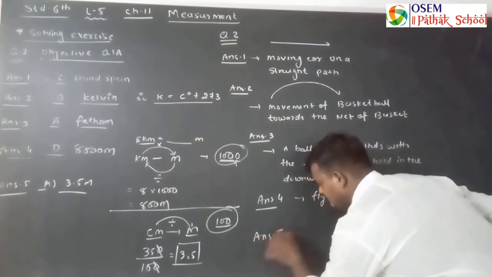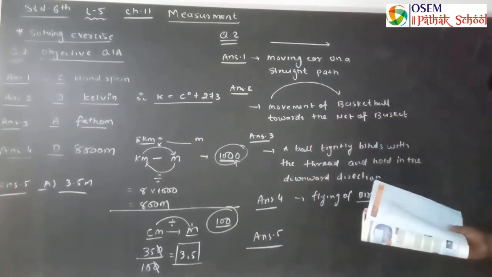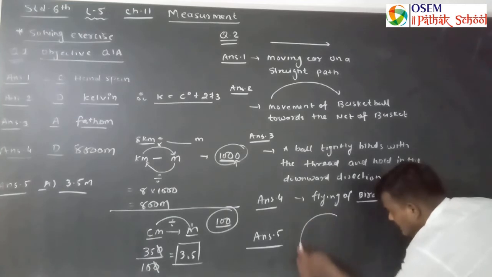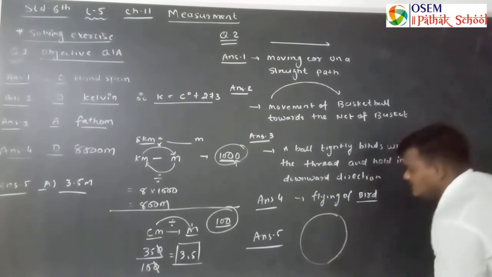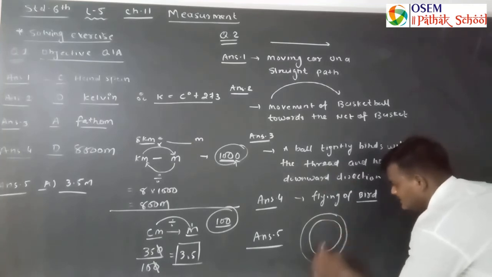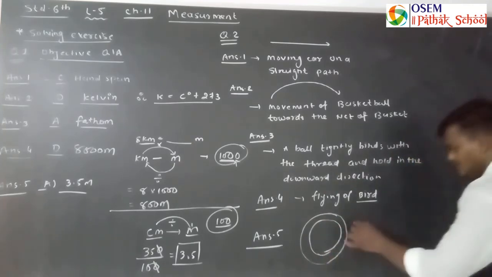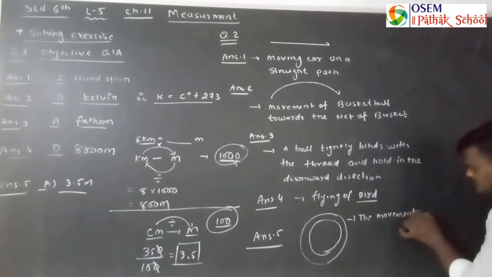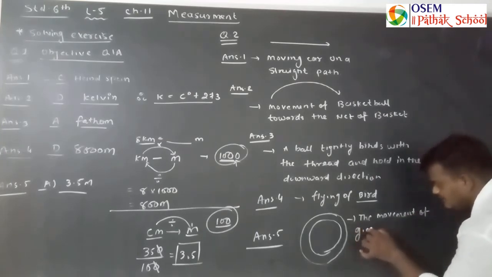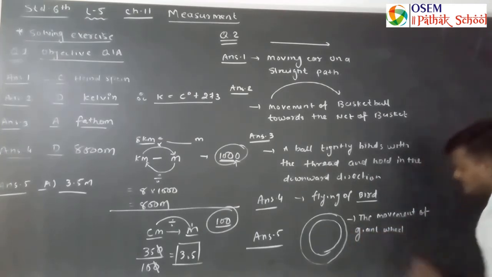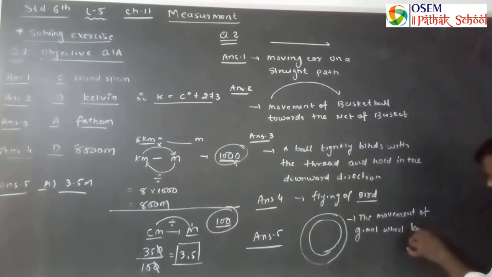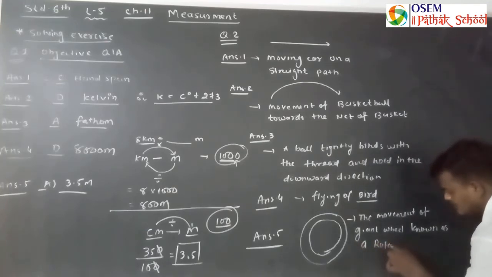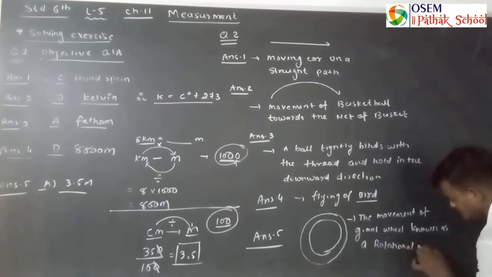And question number 5 is given to us, rotational motion. So the movement of a giant wheel in the fair. In this example we can write the movement of a giant wheel, the movement of a giant wheel known as a rotational motion.